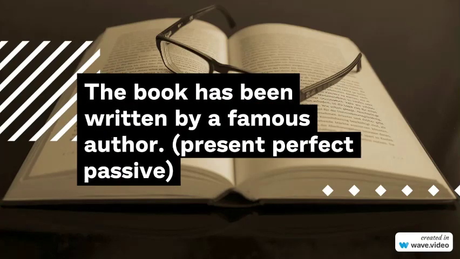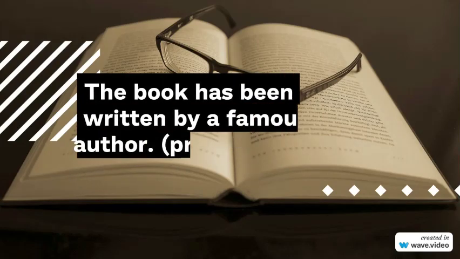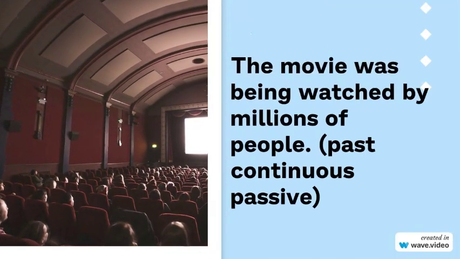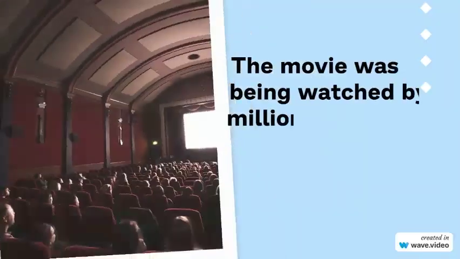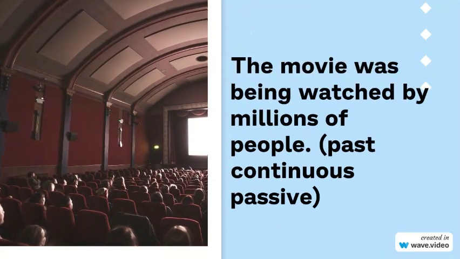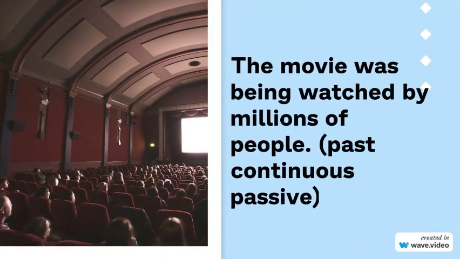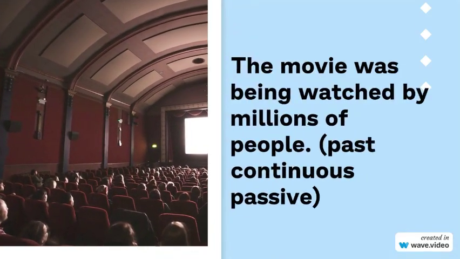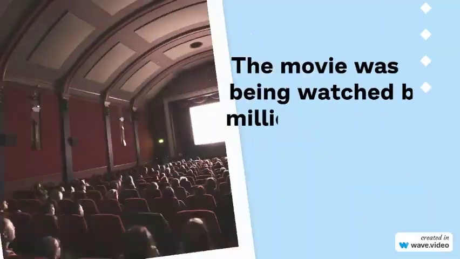Another example is the book has been written by a famous author. Has been written. This is the present perfect tense, which of course is passive. This book has been written by a famous author. Another example, the movie was being watched by millions of people. This is past continuous passive, the movie was being watched by millions of people.